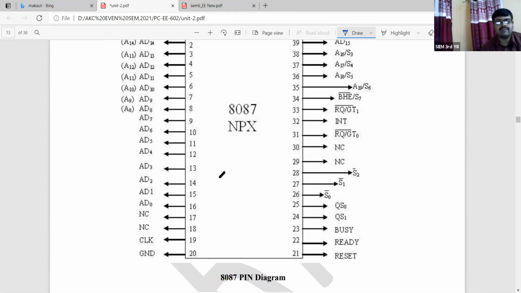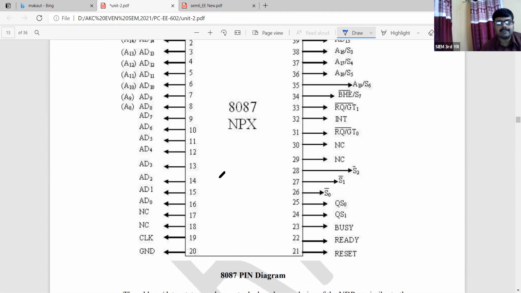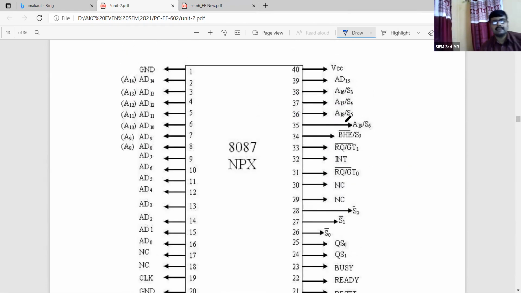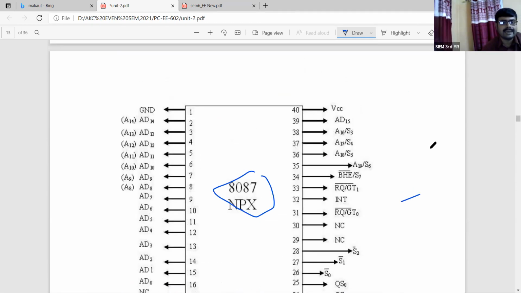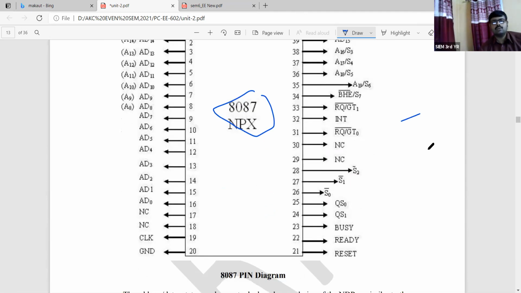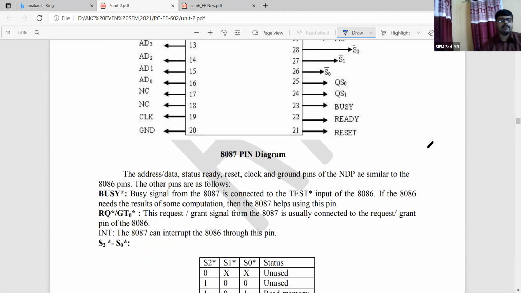Next, the pin configuration of the 8087. If we see how many pins are there, already 40 pins. If you see the 40 pins configuration and 8086 NPX. Now we'll see the individual pin and what is the function of each pin that we are getting. So point number 1 up to point number 40. So 40 pin configuration we are achieving in this 8087 pin diagram.